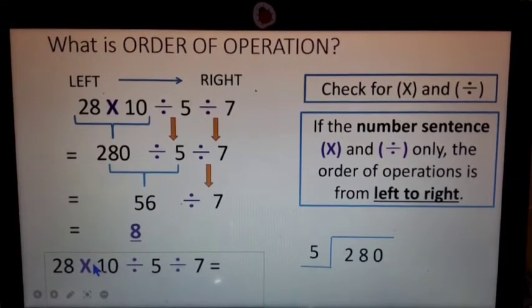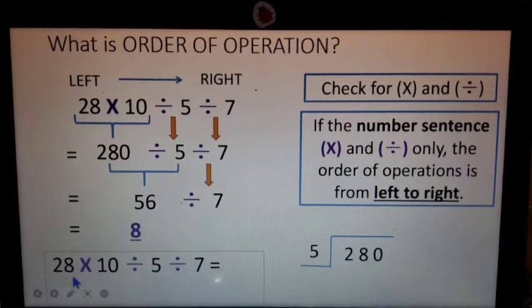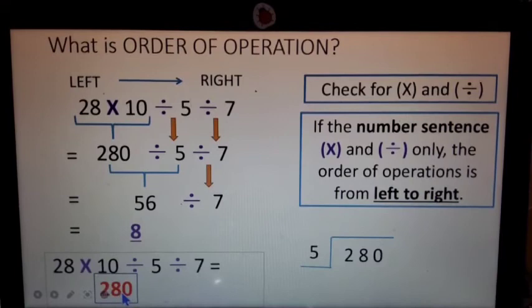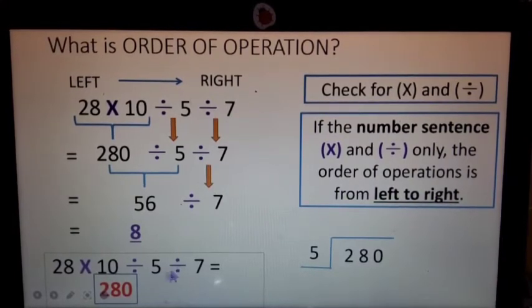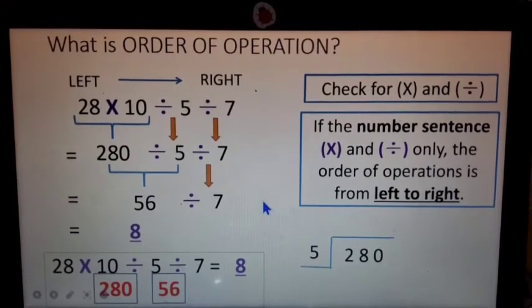Alright. Next, or else, 28 times 10, directly 280 divide by 5. You can use your working like this. And you got 56. And then 56 divide by the last operation, which is divide by 7, equals 8. Alright.